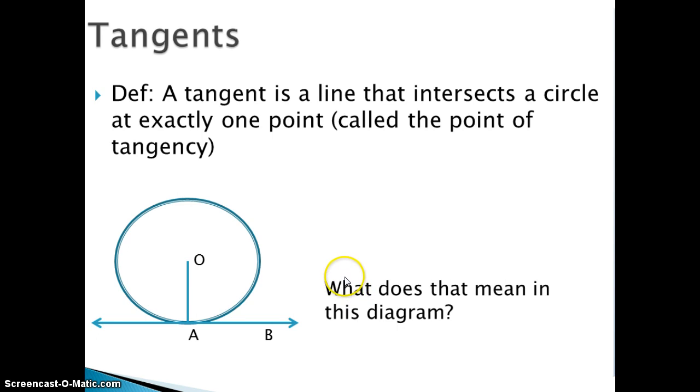We have a tangent line as well. A tangent is a line that intersects a circle at exactly 1 point, and that's called the point of tangency. This line right here, AB, is our tangent line, and we also have a radius here, which is OA. The place where they intersect, point A, is called the point of tangency.